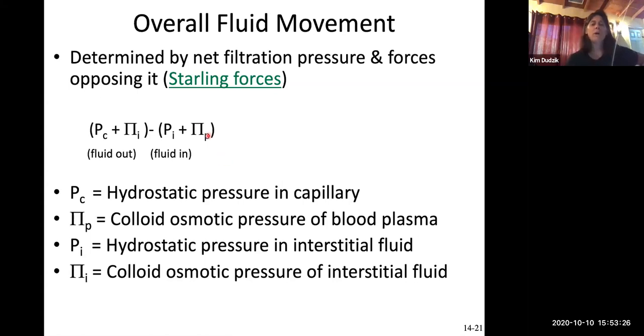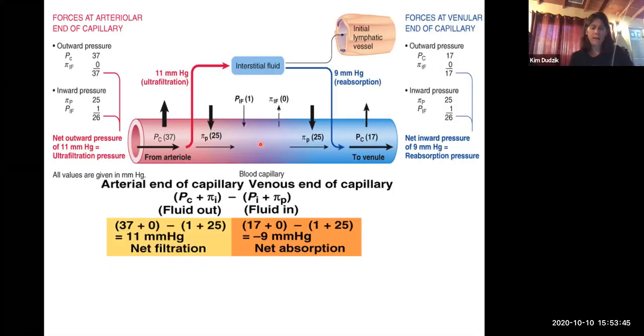Okay, so whether it moves in or out, these pressures and osmotic forces might be different at the arterial end or the venular end. Okay, that's what we're going to look at here. Again, this is pretty busy.